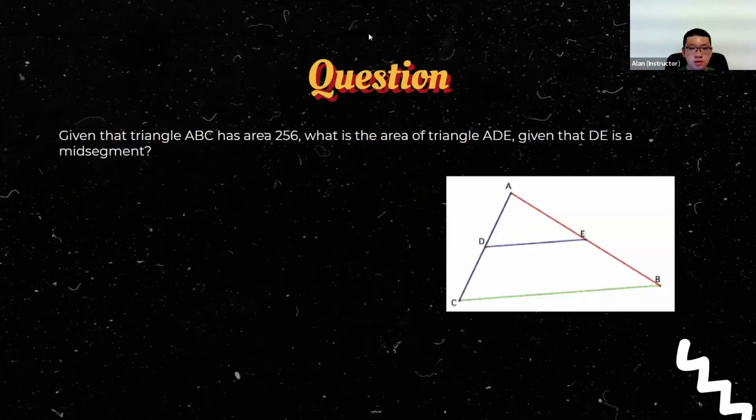So here's a quick question. I'll give you guys 1 minute to do it. Given that you have a triangle ABC with area 256, what's the area of triangle ADE given that DE is a midsegment?